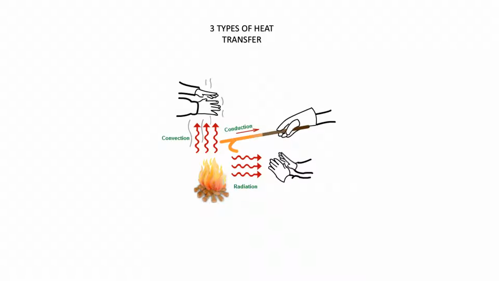Heat transfer occurs 3 ways: conduction, convection, and radiation. Conduction is the flow of heat through a solid or between two objects touching. Convection is the flow of heat through the motion of molecules in a fluid. Radiation is the flow of heat by electromagnetic waves.